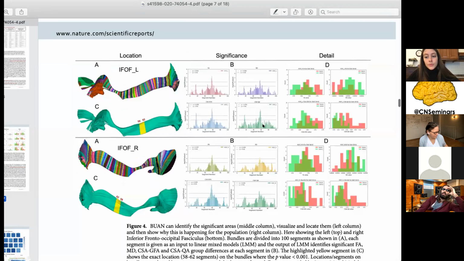But let's say 30% of the bundle. How can you be sure that you're looking at the same part of the bundle in two subjects which have a different bundle length? Yeah, they warp everything into the MNI space. So okay, the assumption is that when you put things in the MNI space, everybody is the same. But that's an assumption.